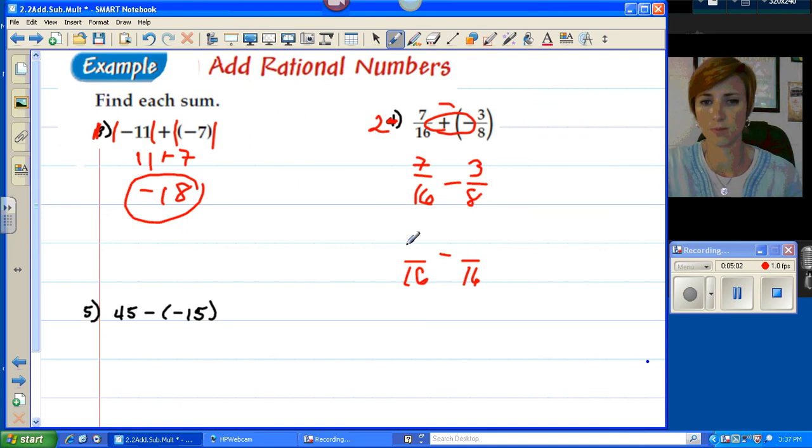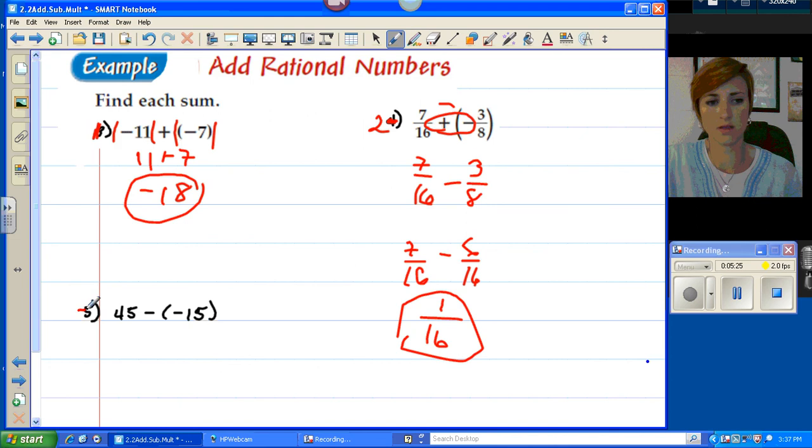Now, 7 over 16 didn't change because my denominator is still 16. And then we say, how many times can 8 go into 16? 2 times. And then we say 2 times 3 is 6. And now we just subtract. 7 minus 6 is 1 over, my denominator is the same, 16.